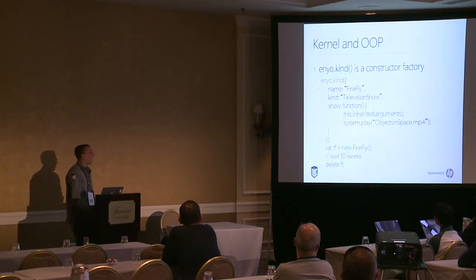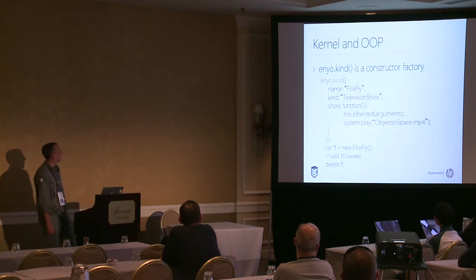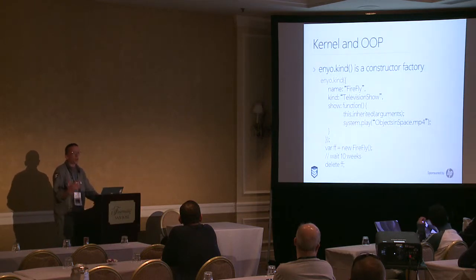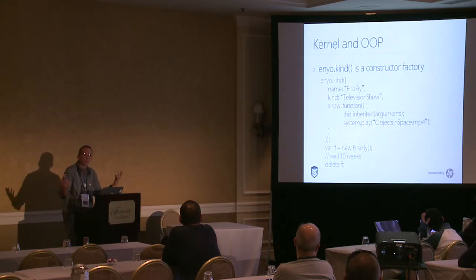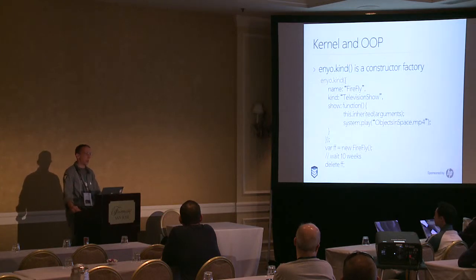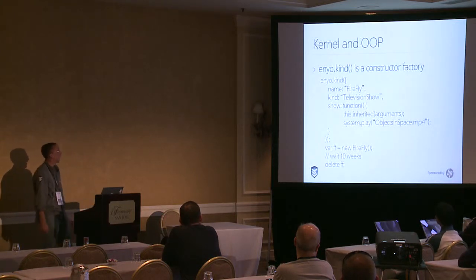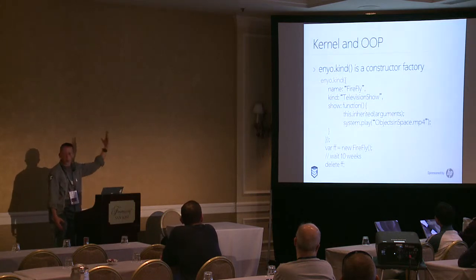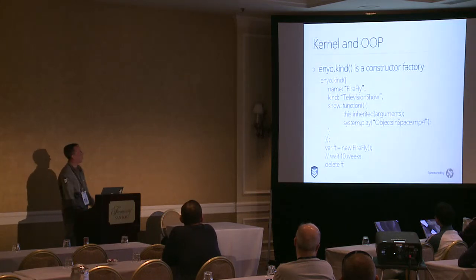All right. From the kernel and OOP side, we have the concept of the kind. So you can basically think of a kind as a class, but class is a reserved word in JavaScript, so we've come up with kind. And the Enyo.kind method is a constructor factory that will let you create new kinds and then instantiate them later.